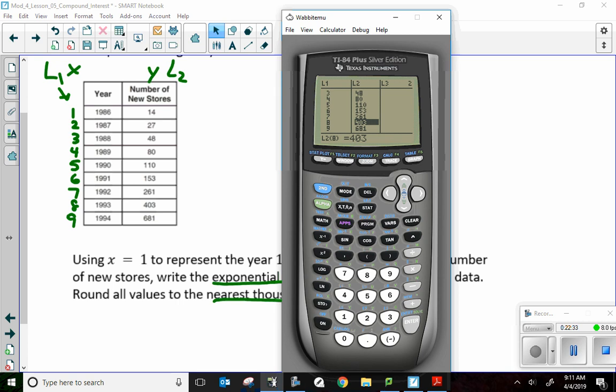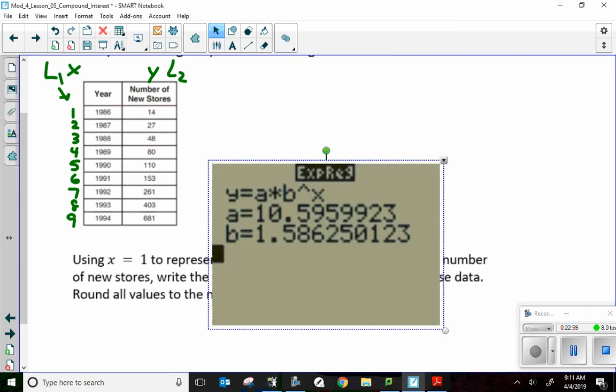Now I want my regression. Stat. Calc. I have to move over to calc. And if I remember right, I believe choice 0 was an exponential regression. And there it is. I could have selected 0 or scrolled down to 0 and hit enter. And let's just calculate this bad boy. Bam, there it is.